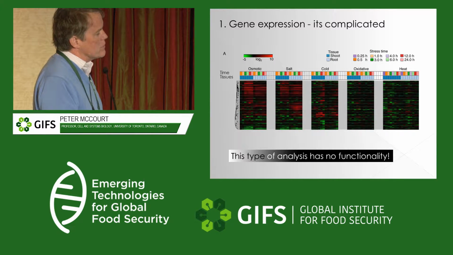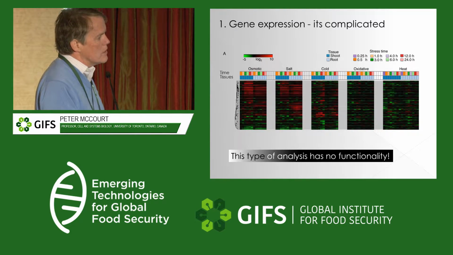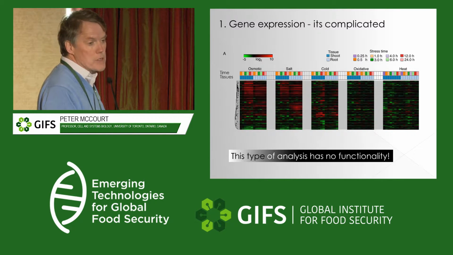This is a piece of data that we generated a number of years ago. What I'm showing here is only about 250 genes, but we're looking at different tissues, shoots and roots, and then at different times of osmotic stress, salt stress, cold stress, oxidative stress, and heat. What I really want to show here is that this is very complicated. There are differences between tissues. Some of the abiotic stresses cause similar patterns, but others don't. And obviously at different times you get different results.